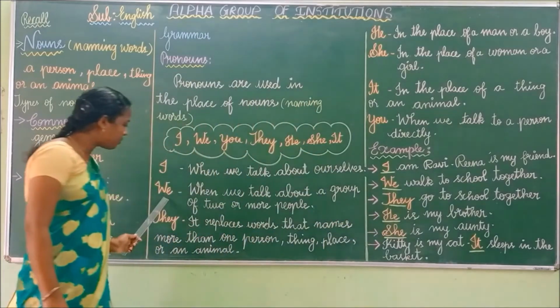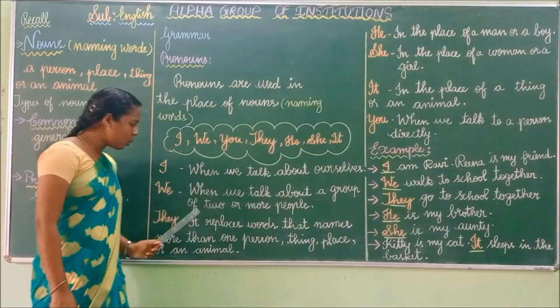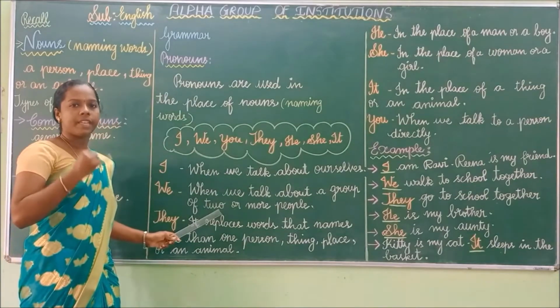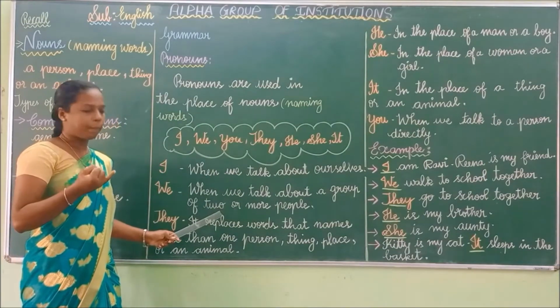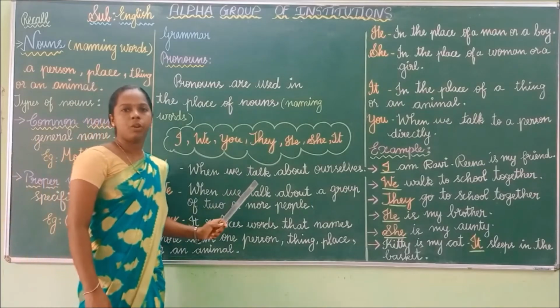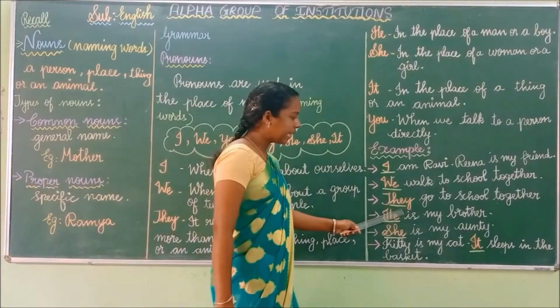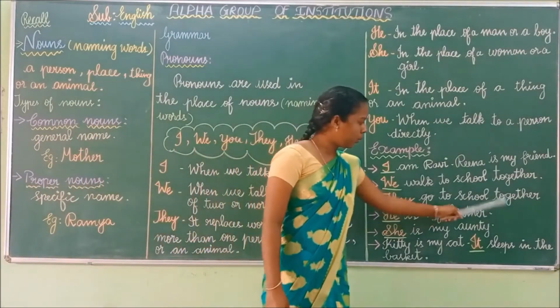We have to use "we" when we talk about a group. Here Ravi and Reena are two people or more people. So we have to use "we". They go to school together.